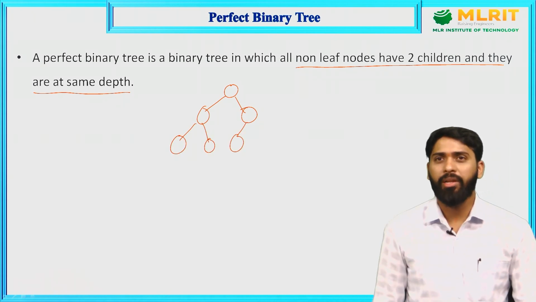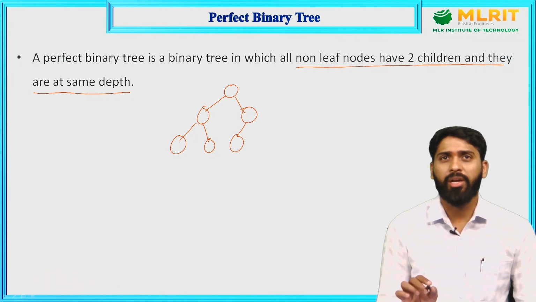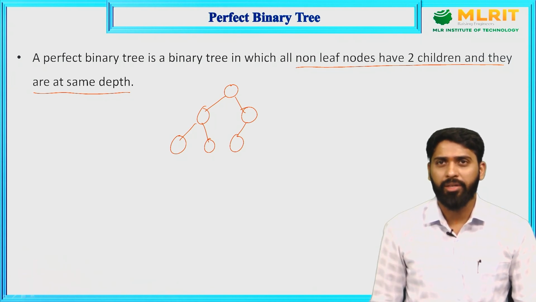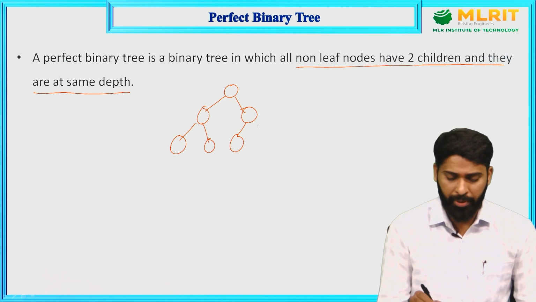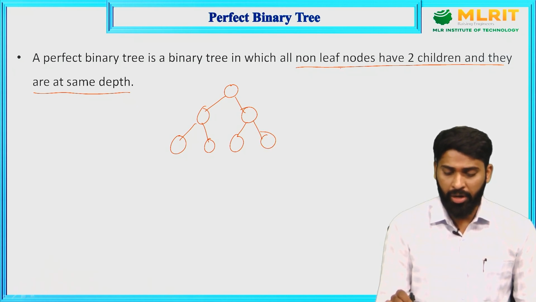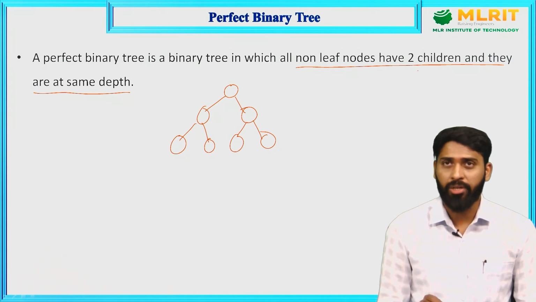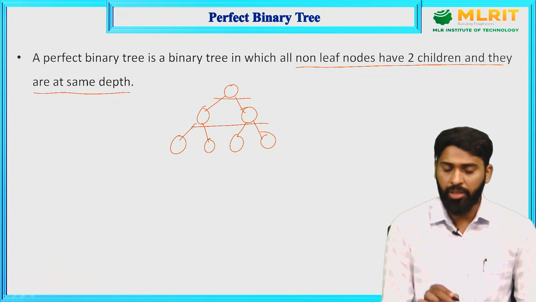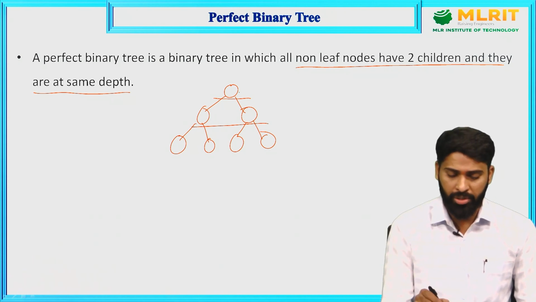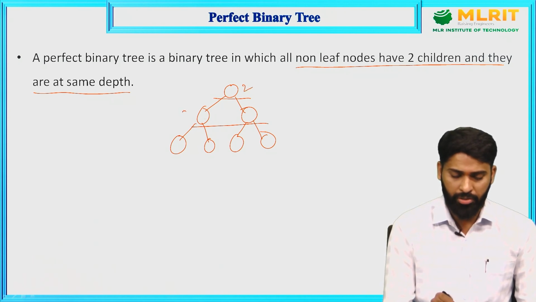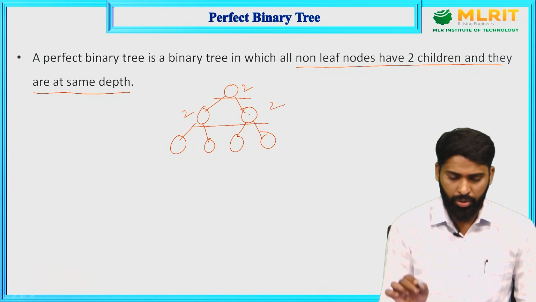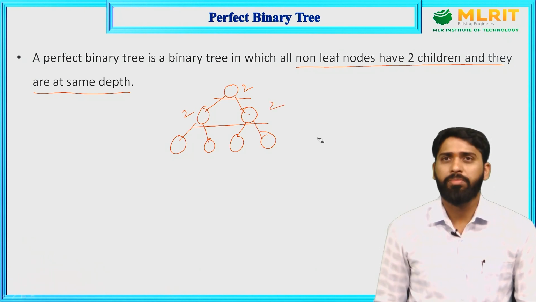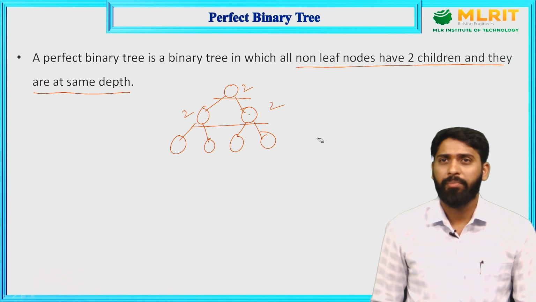So, this is a binary tree, but it is not a perfect binary tree. So, how do we make this a perfect binary tree? Now, all non-leaf nodes have 2 children. In this example, these are the non-leaf nodes. So, all the non-leaf nodes have 2 children, here 2 children. For this node 2 children, for this node 2 children, and if you observe, all are at the same depth. Okay. So, this is a perfect binary tree.